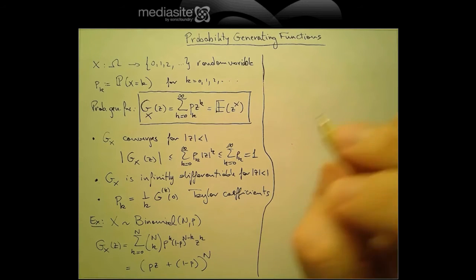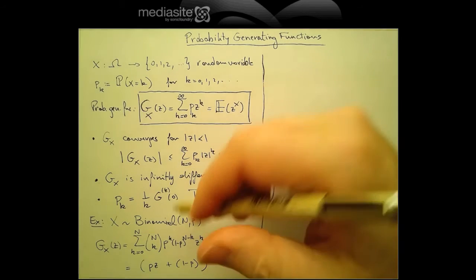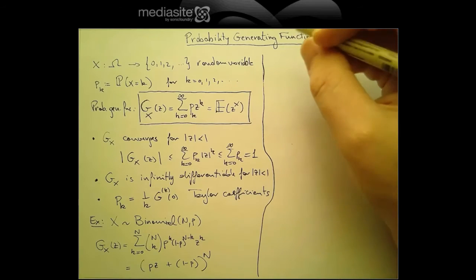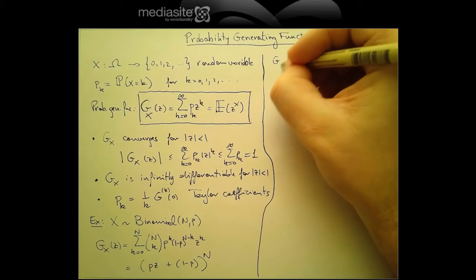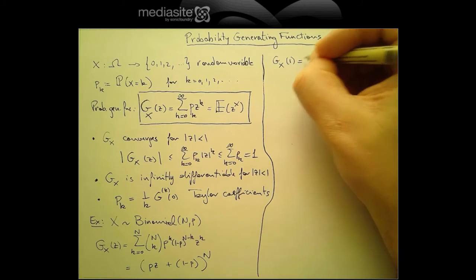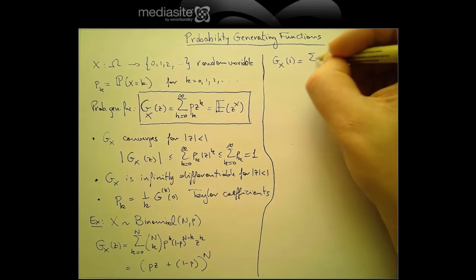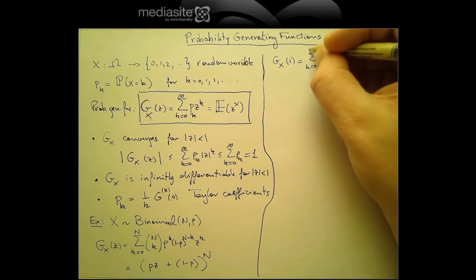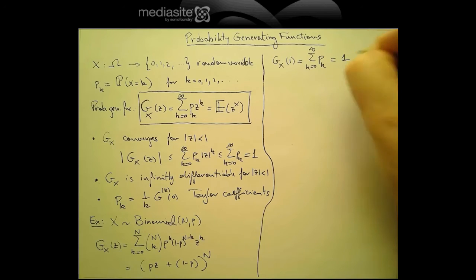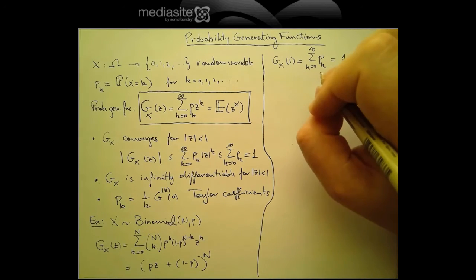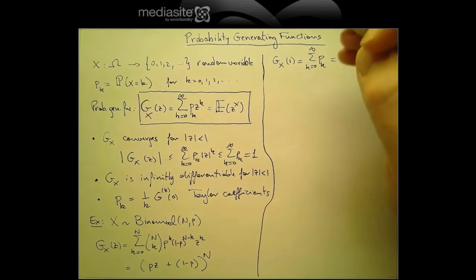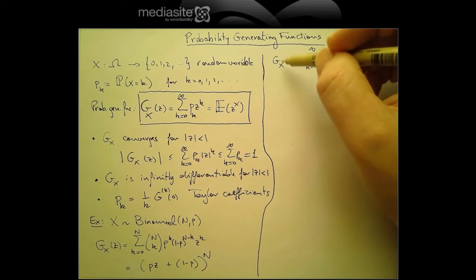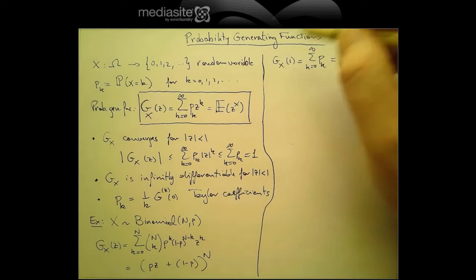Okay, now the situation at 0 is clear. What about at 1? So when you plug in 1, you get the sum of the p_k's, which we know has to add up to 1, right? So that's pretty easy. But in fact, and here is where a little bit of theory is needed, one can justify taking higher derivatives at 1 as well.